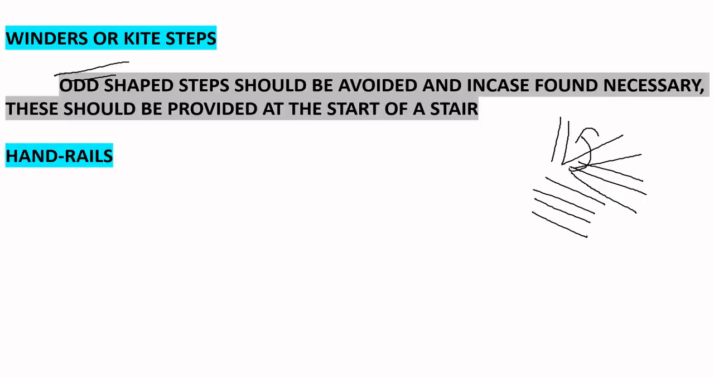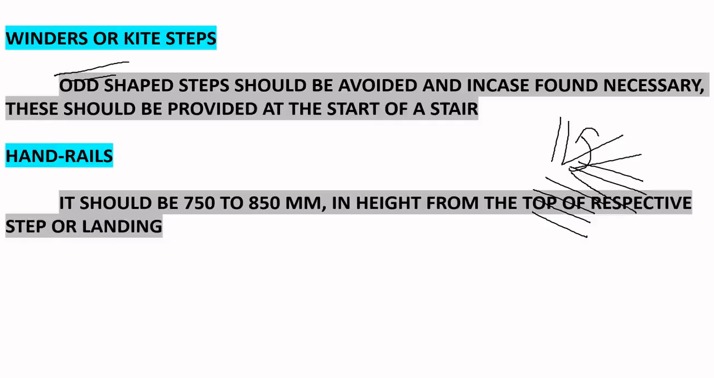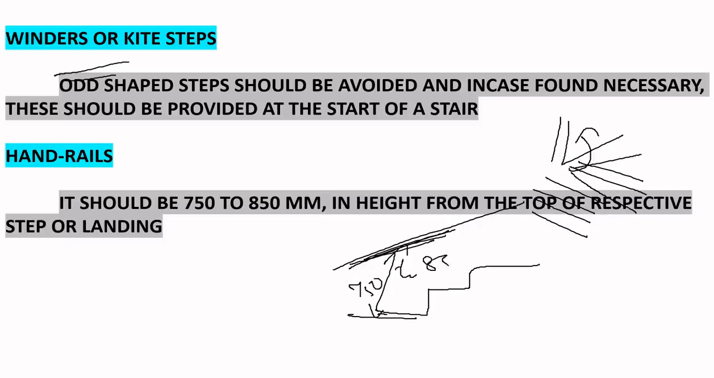Now handrails. The height should be 750 to 850 mm from the top of the respective step or landing. So the height between the steps and the rails should be 750 to 850 mm.